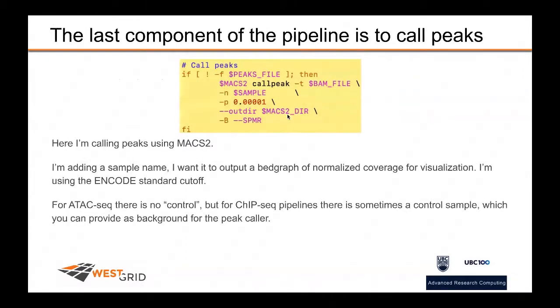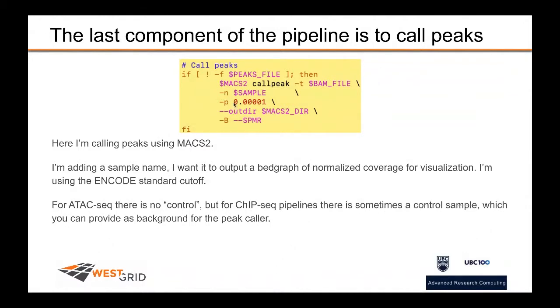So again, the final component of this pipeline: if we have our output, then there's no need to run this. But if we don't, then we're going to call that MACS2 command, which we put at the top of our script. MACS2 has many options. One of them is callpeak, and we're going to give it an input BAM file. We're going to name it by the sample ID.